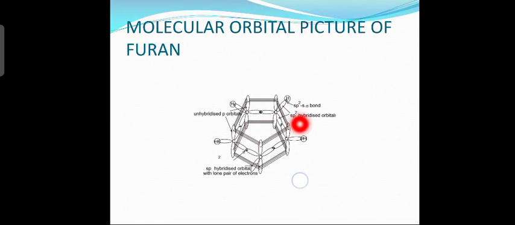Furan shows aromatic property. Why does furan show aromatic property? Because it obeys Huckel's rule. What is Huckel's rule? It should contain 4n plus 2 pi electrons. Here, the total number of pi electrons present is 6. So, when you substitute n equal to 1 in Huckel's rule, that is the 4n plus 2 rule, you will get 6 electrons. Therefore, we can say that furan obeys Huckel's rule. Therefore, it is aromatic.